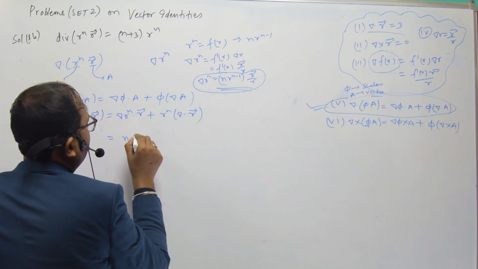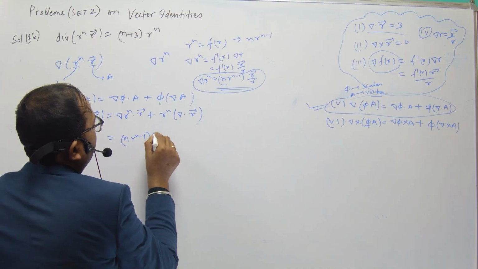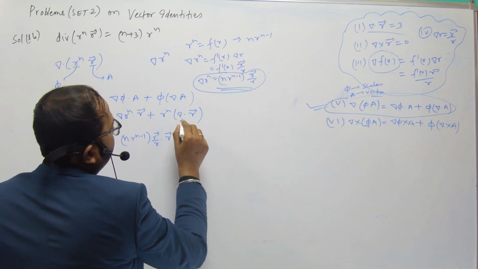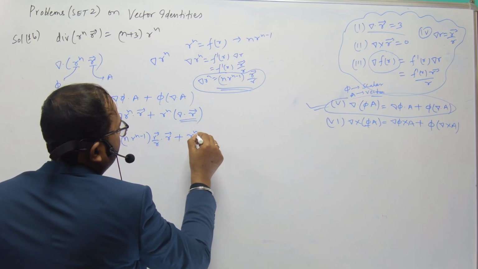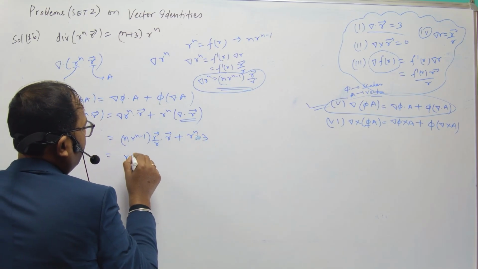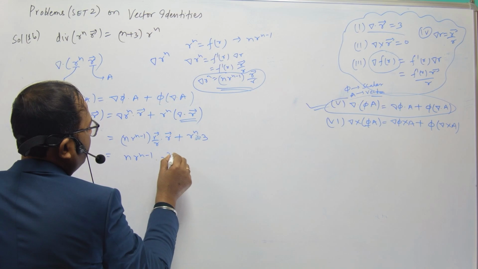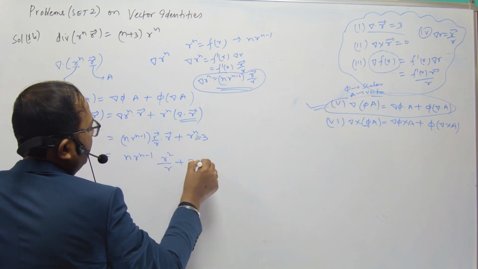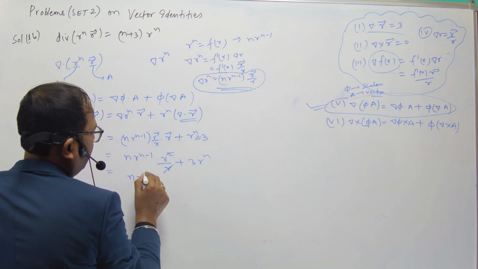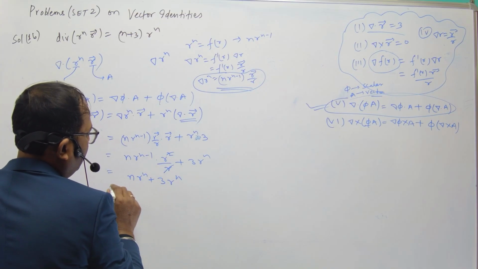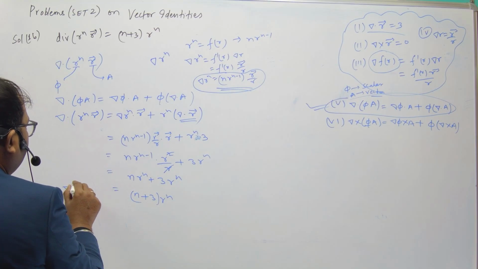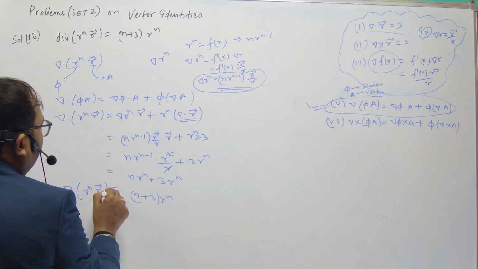So we have n r^(n-1) r vector upon r dot r vector plus r^n, this value del dot r is 3. This is equal to n r^(n-1) r square upon r plus 3 r^n, equal to, this gets cancelled, we have n r^n plus 3 r^n, equal to (n+3) r^n. So the divergence of r^n r vector is (n+3) r^n.